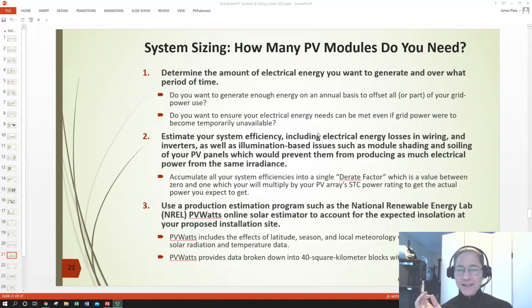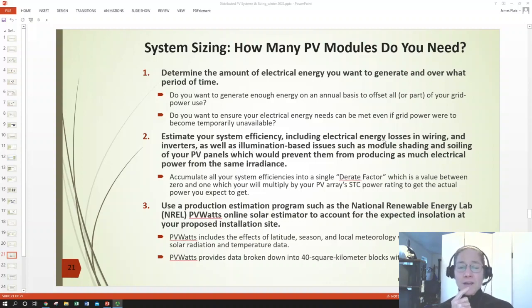Number 2, how much of the power that you generate do you actually get to use? System efficiency. So here's where you get the depressing job of calculating all the losses. We're going to lose some in wiring and connectors, IR losses. The inverters we use have limited efficiency. Usually 96% is the best we get.